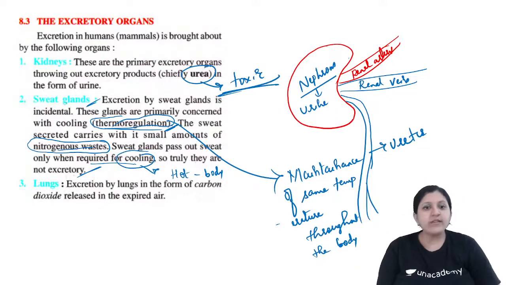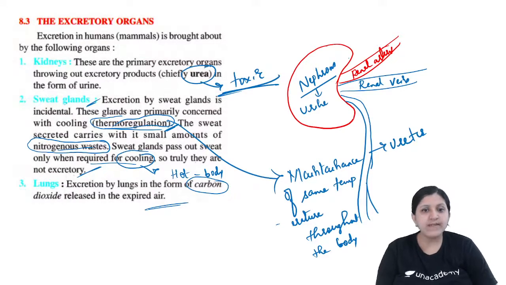All right, so now moving on to the lungs. Excretion by lungs is in the form of carbon dioxide. There will be formation of carbon dioxide which is released in the expired air. You know carbon dioxide is produced by cellular respiration, and this has to be removed out through the lungs itself, that is through the exhalation process.